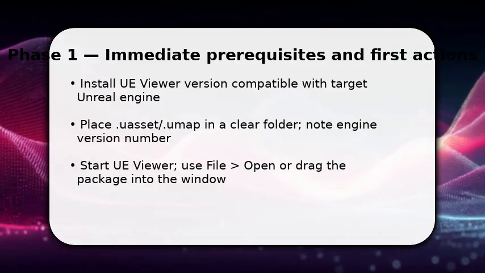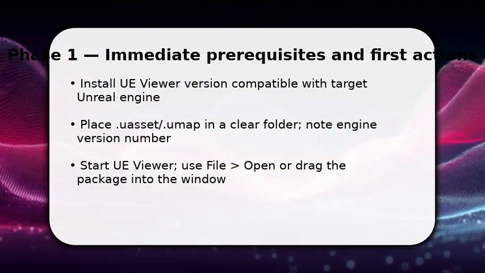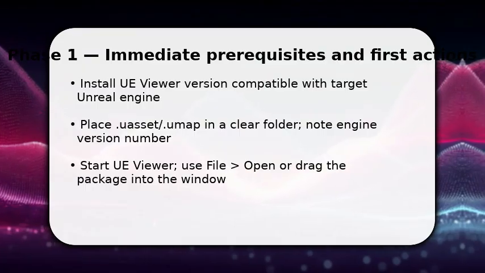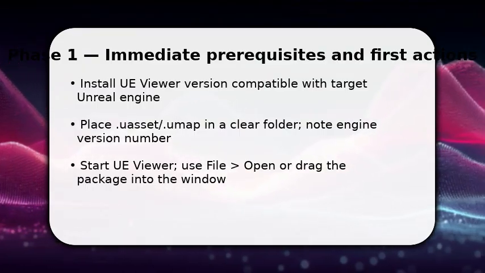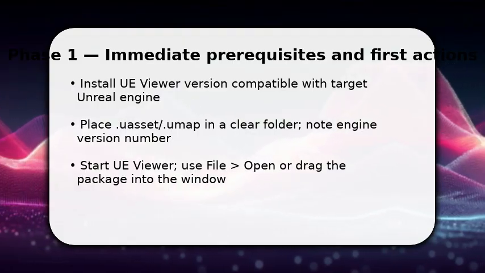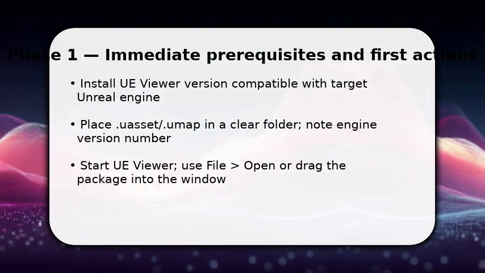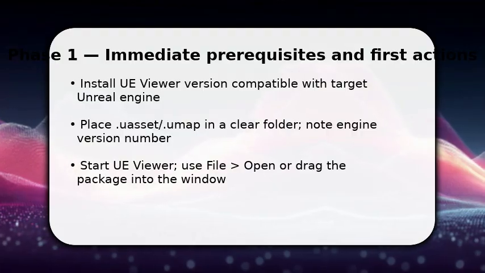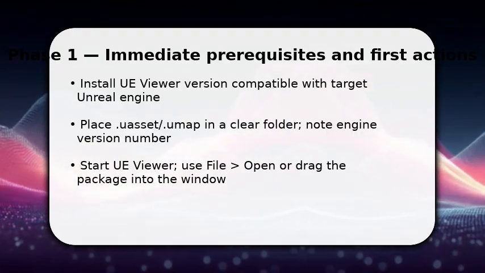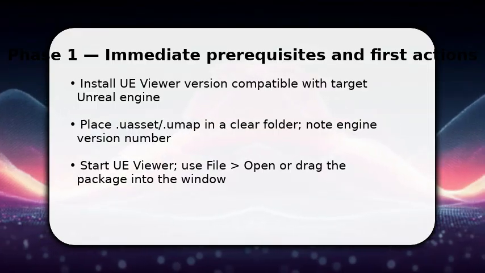You start by confirming the correct UEViewer build for your target Unreal Engine, then place the UAsset or UMap into a single, easy folder. Once done, launch UEViewer and open the package via File Open or drag the file into the app. This immediately loads the asset table. Make sure to watch the console for detected engine version. If it's different, UEViewer will still attempt to parse, but you may need manual selection for best results.